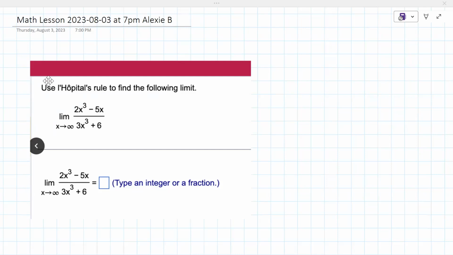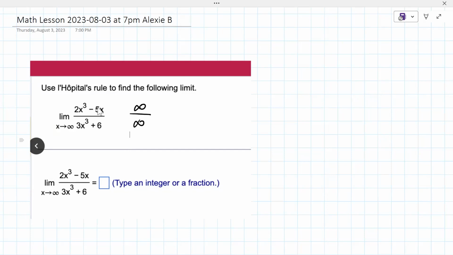Look at the top and the bottom separately, and you say, well, what happens is 2x cubed minus 5x goes to infinity. 3x cubed plus 6 also goes to infinity. So this thing, infinity over infinity, is called indeterminate form. So this indeterminate form is bad, for lack of a better word.